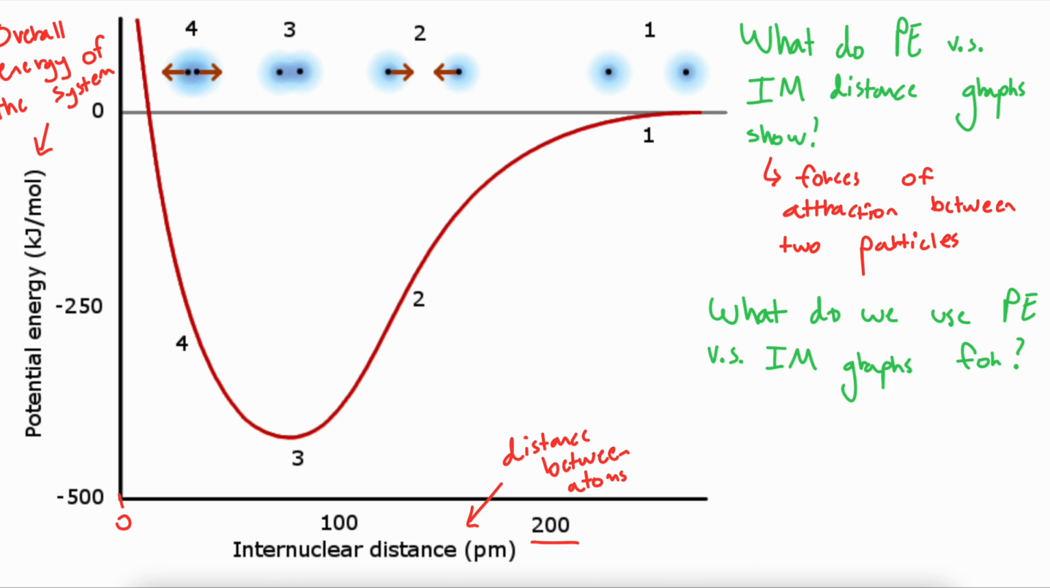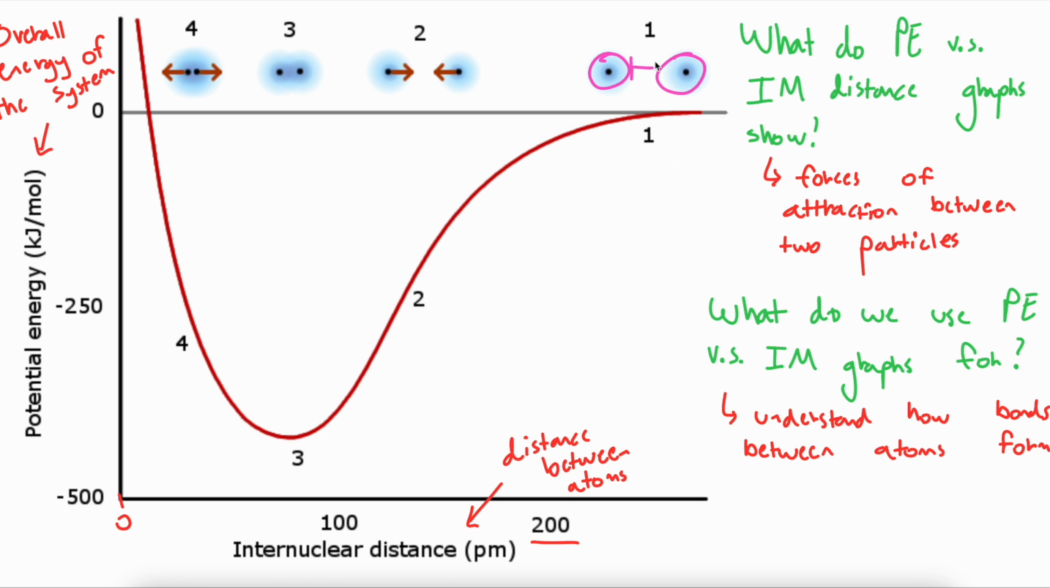What do we use potential energy versus intermolecular distance graphs for? Mainly to understand how bonds between atoms form. Let me walk you through reading this graph so you can better understand how it's used. And I'm simply going to walk you through absolutely all the information you can derive from looking at this graph. As you can see, we have 4 stages. Each stage has 2 atoms in it, atom 1 and atom 2.